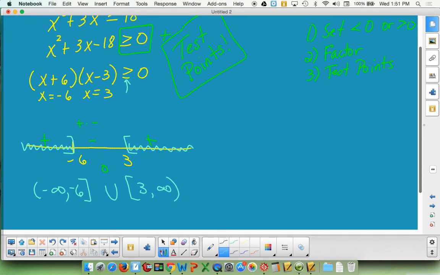Okay, so that's basic solving of inequalities. You only have 2 or 3 problems of that. It's not anything super major, but you're going to have to factor it and test points like always. Enjoy.